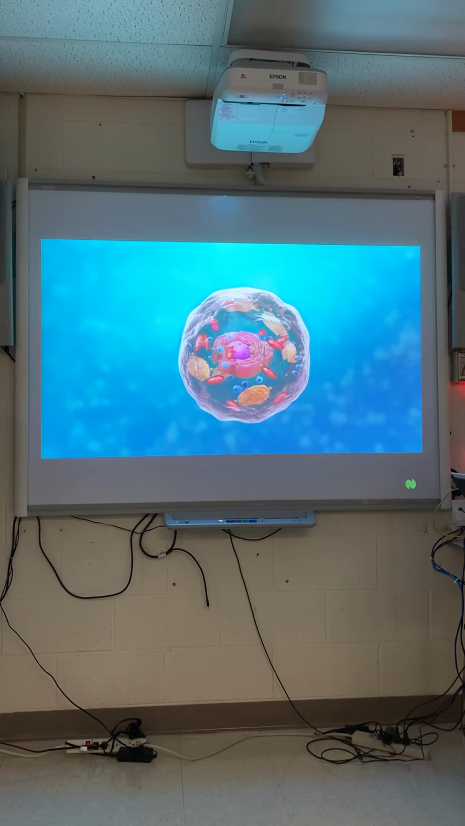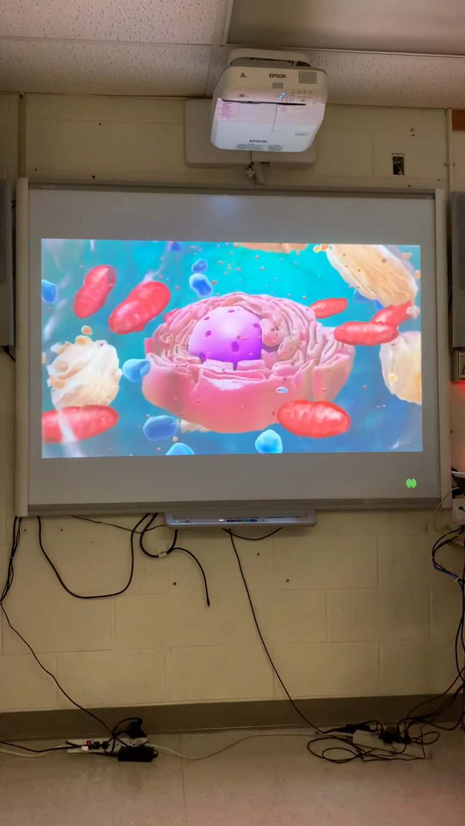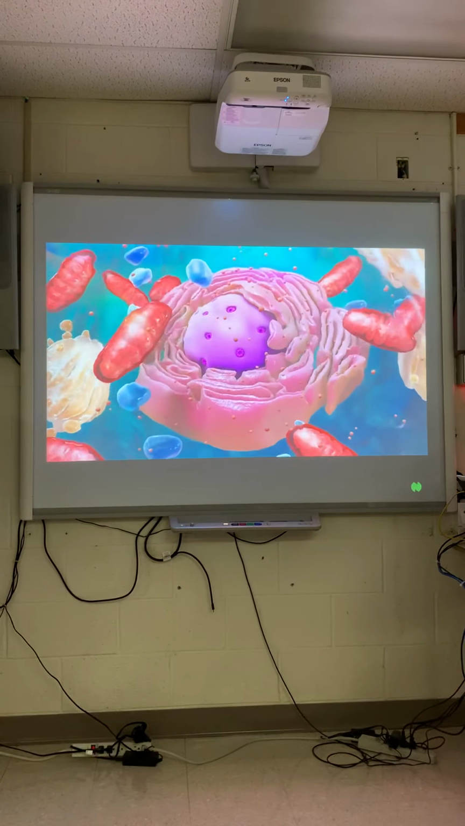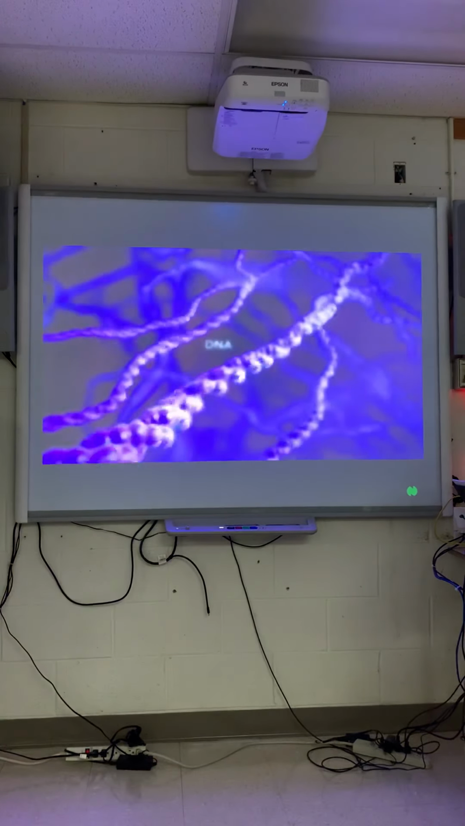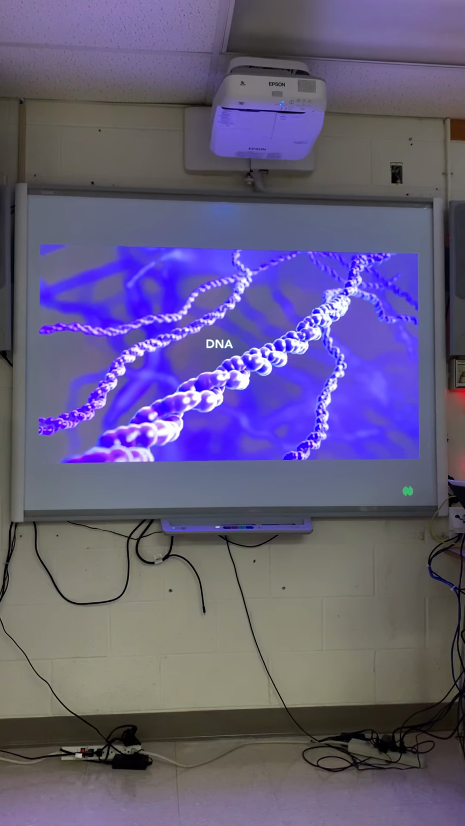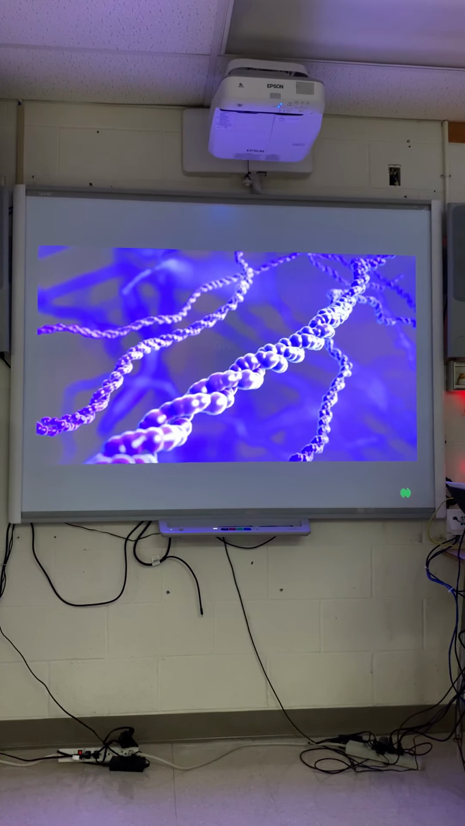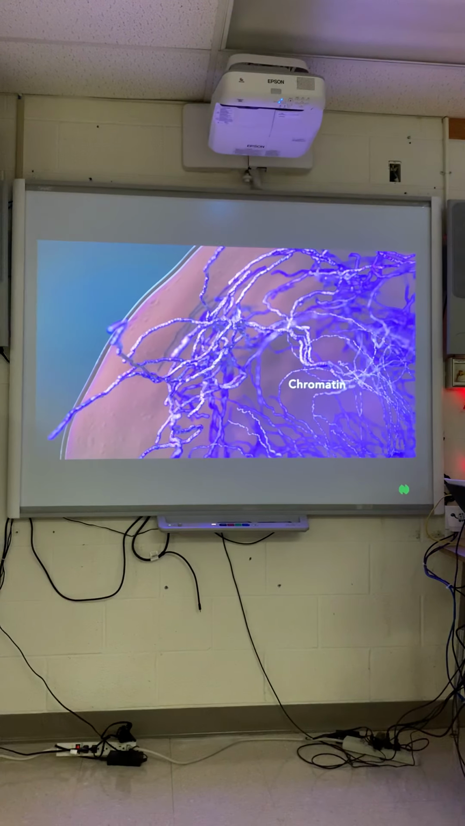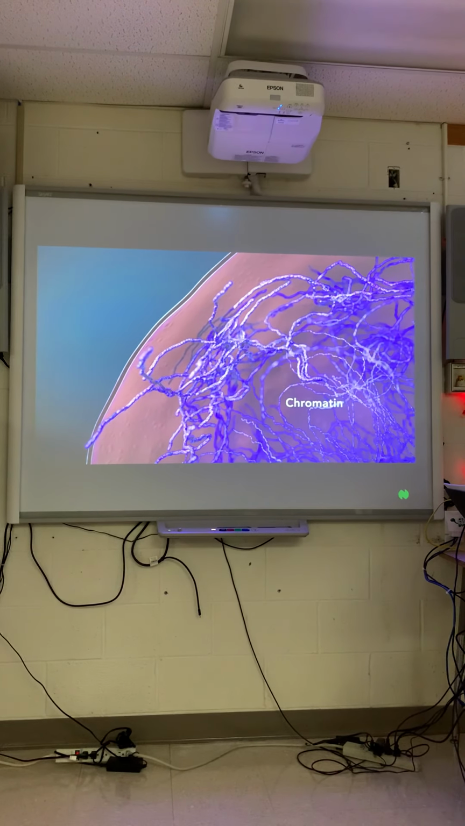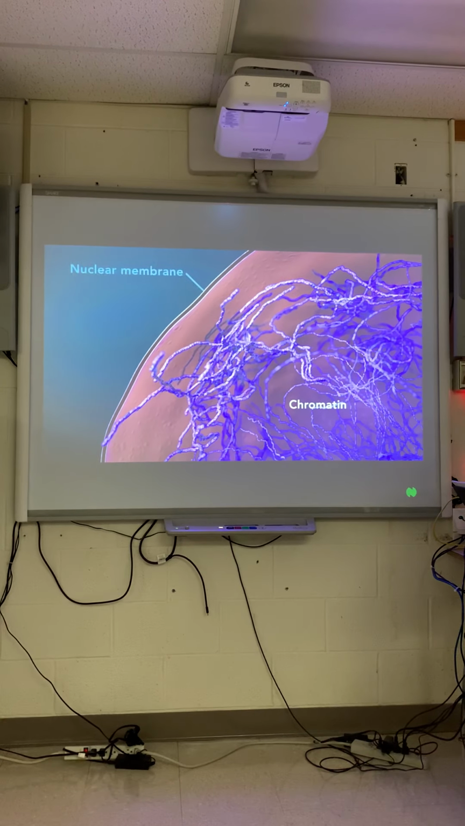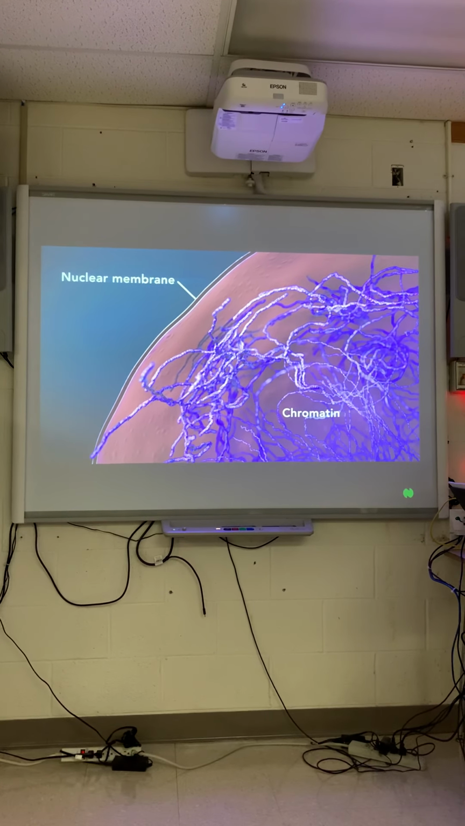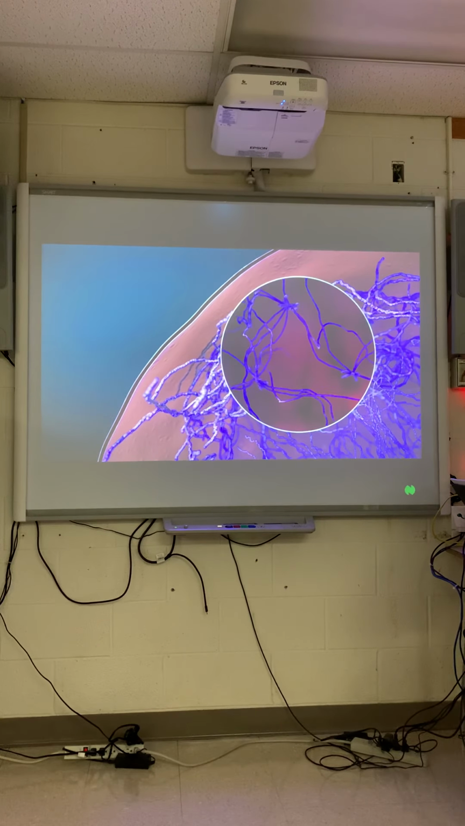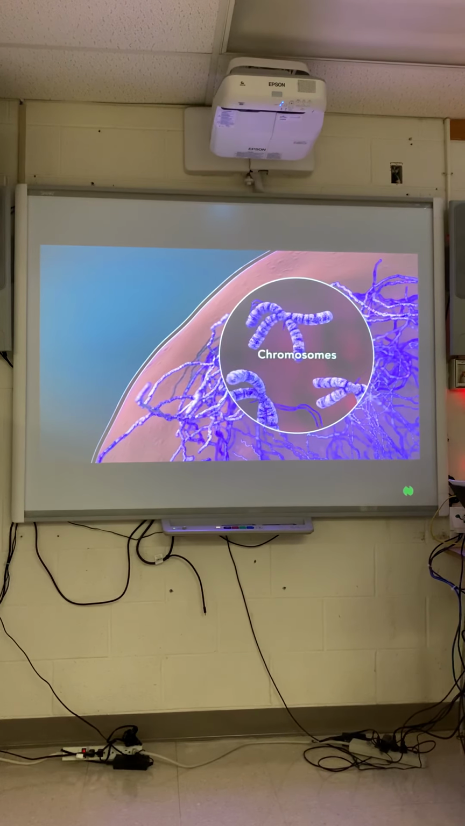Let's start with the nucleus, the control center of the cell. The nucleus contains DNA, or genetic material. DNA dictates what the cell is going to do and how it's going to do it. Chromatin is the tangled, spread out form of DNA found inside the nuclear membrane. When a cell is ready to divide, DNA condenses into structures known as chromosomes.